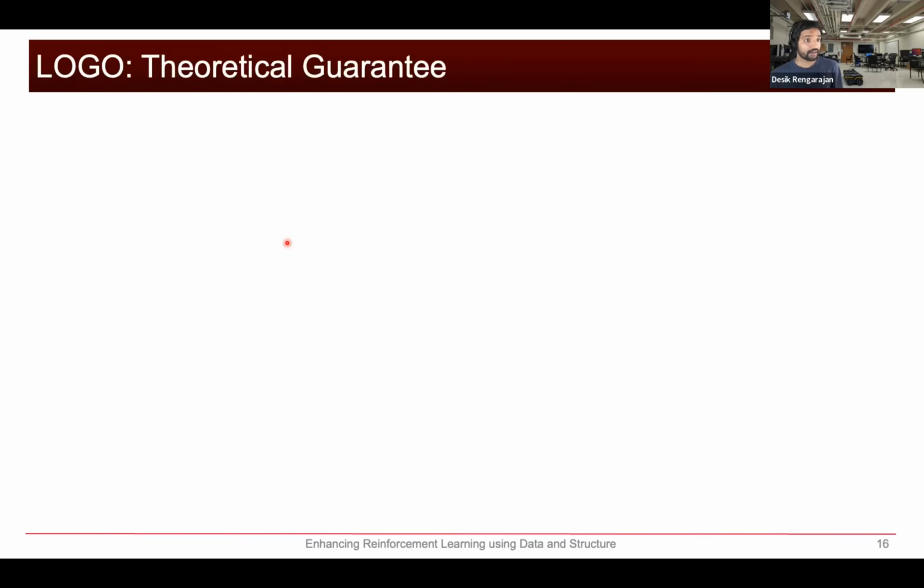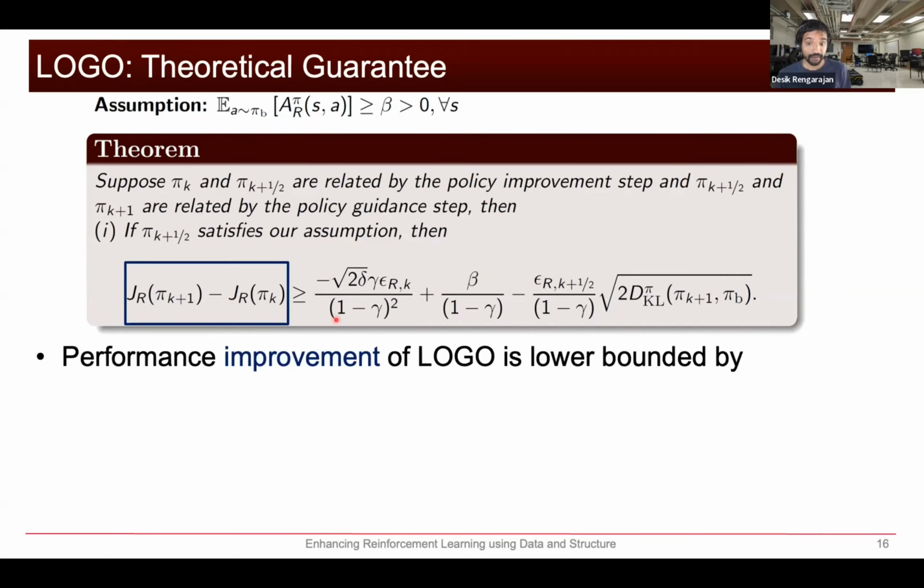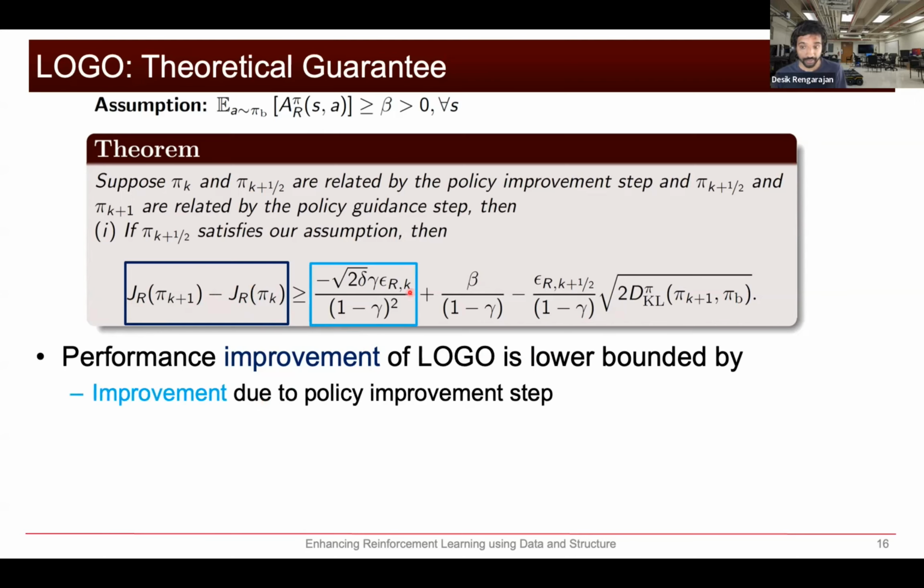So what are the theoretical guarantees that we can provide for this algorithm? Suppose pi k and pi k plus half are related by the policy improvement step, and pi k plus half and pi k plus 1 are related by the policy guidance step. Then we show that if pi k plus half satisfies our assumption, that the behavior policy provides some benefit during the initial stages of learning, then the performance improvement of our policy is bounded. The performance improvement is the difference between the performance of policy pi k plus 1 and the performance of policy pi k. This difference is lower bounded by the following terms.